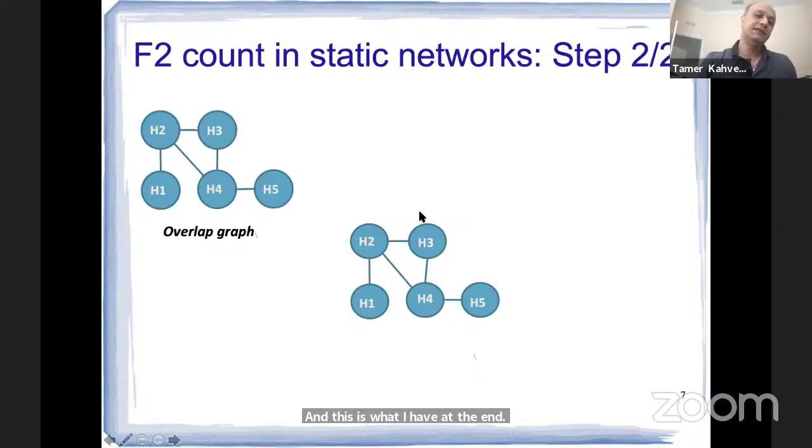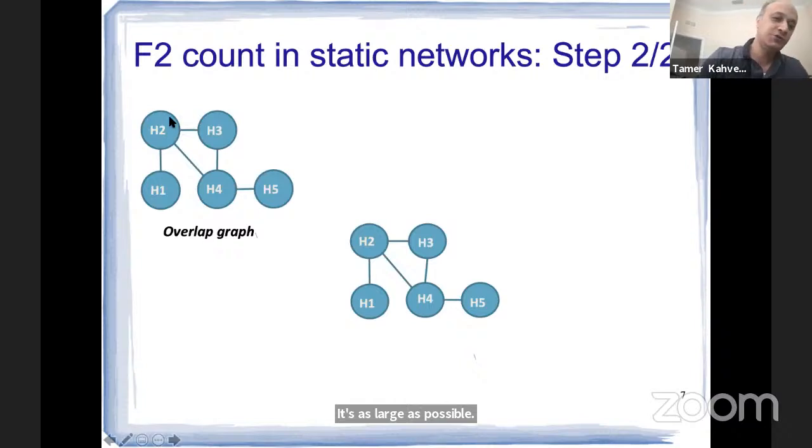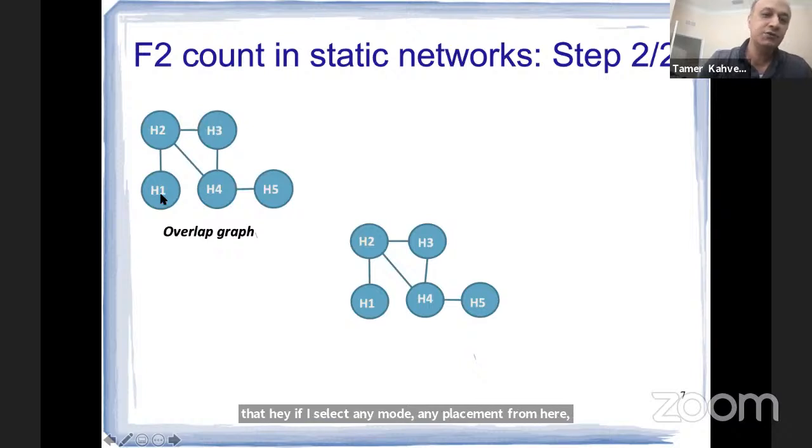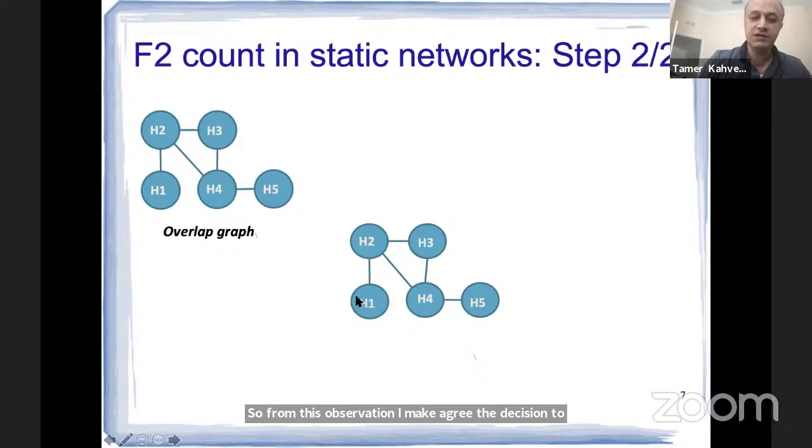Next, I need to select a subset of these placements of the motifs such that everything that I selected is independent of each other. They do not have common edges, plus it's as large as possible. So to do that, I make the following observation. If I select any node, any placement from here, I cannot select any other node that has an edge with that node. So every edge for a given particular node is a constraint which prevents me from picking something else. So from this observation, I make a greedy decision to pick the node with the smallest degree, which is either H1 or H5 in this example. So I randomly pick one of them and put it in the result set.